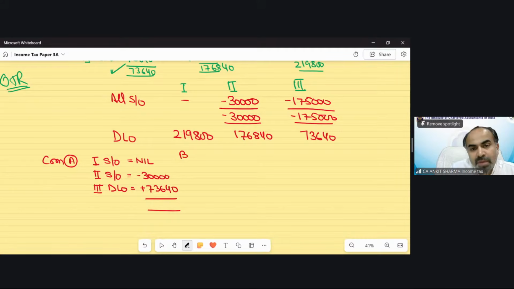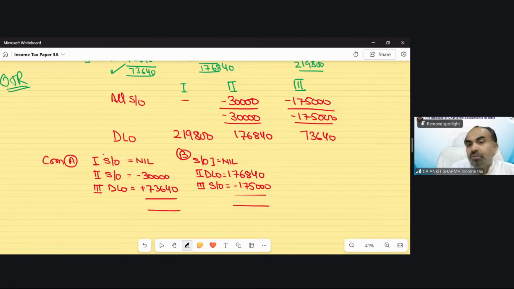My combination B would be self-occupied first property, nil value. Second property, we are taking deemed let out. That would come 176,840. Third property, now we need to take self-occupied. That would come as a loss of 1,75,000. Very interesting things about to come. That's why I'm solving this question for you.